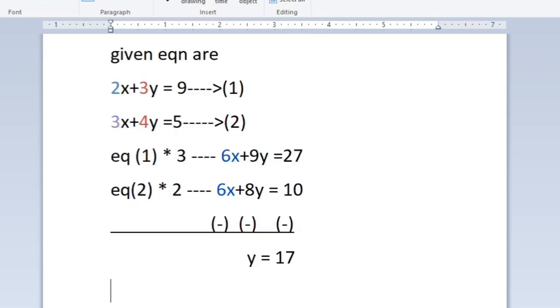So similarly we are going to get x value. You see here, if you eliminate the x term, you will get the y term. For getting the x term, what we have to eliminate? It's nothing else. You have to eliminate y terms only. So now I am going to eliminate y terms.